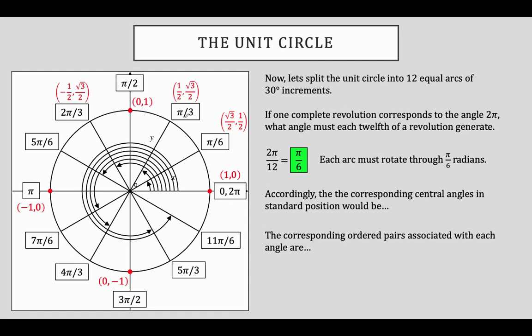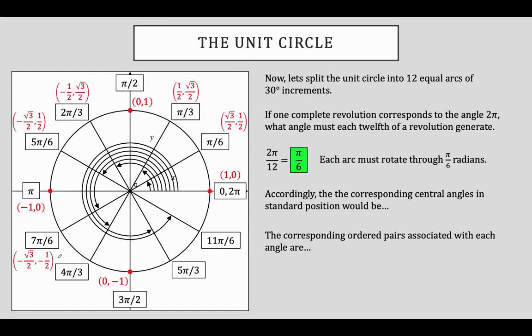Take a look. If I go directly across, the y coordinates here and here are exactly the same. The x coordinates are opposites. So if I go to 5 pi over 6, the corresponding ordered pair is going to be negative root 3 over 2 comma positive 1/2. Again, y values directly across are exactly the same. X coordinates are opposites. 7 pi over 6, notice I go down. The x coordinate is going to be negative. The y coordinate is also negative. Negative root 3 over 2 comma negative 1/2.